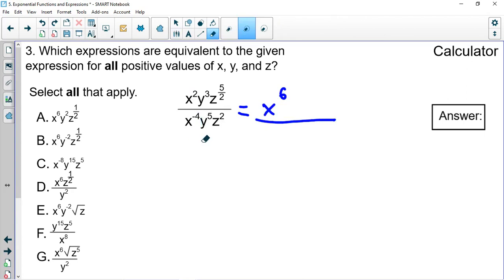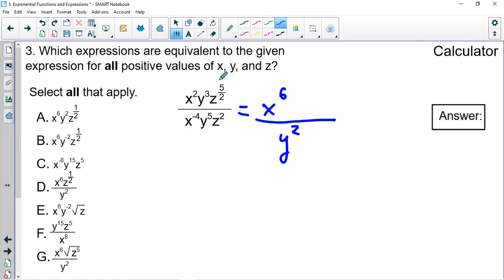Now let's take a look at the y's and see what's going on there. The exponents are both positive, so it's y to the third divided by y to the fifth. We're subtracting here, so we can just do 5 minus 3 and get y squared in the denominator, because essentially 3 powers of y cancel out from both of them, leaving 2 powers of y remaining in the denominator.